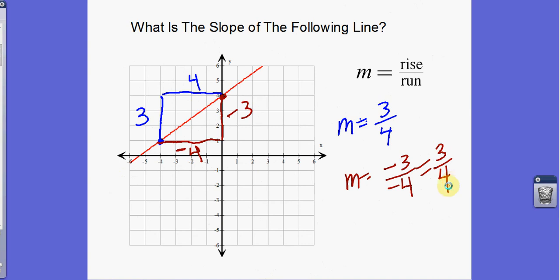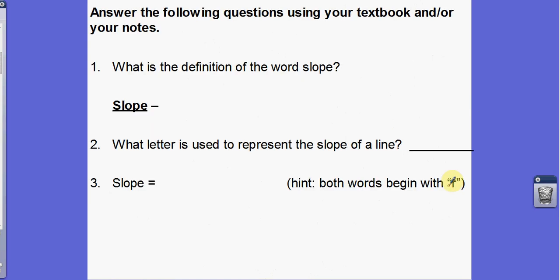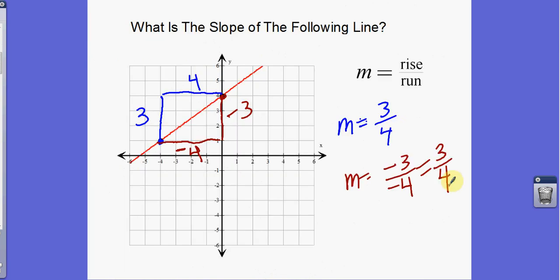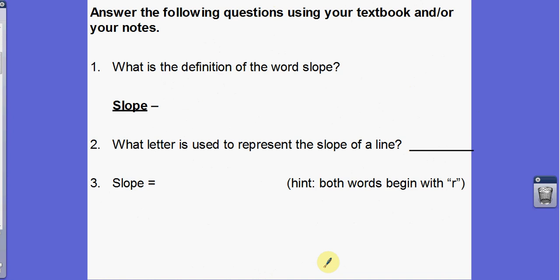Alright, let's see here. Let's go down. Some of the words we talked about yesterday in class, I'm going to clean this up here real quick. There we go. Or some of the definitions and different terms we used yesterday. I wanted to go over those here real quick as a review. So, first off, what's the definition of the word slope? Well, slope is the steepness of a line. It tells you how steep it is.